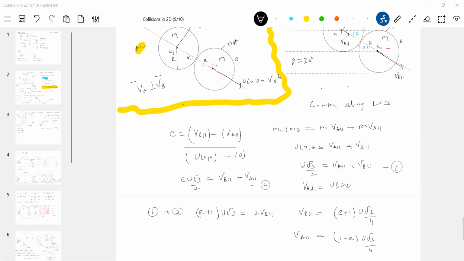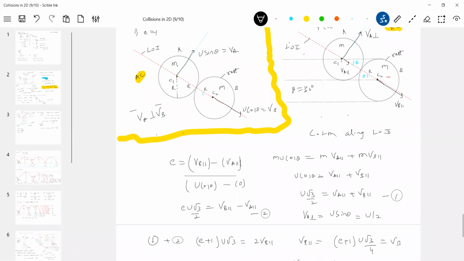The center of mass velocity VCM will remain the same. VA perpendicular, no? So from this, I think it is u by 2, sine theta. So I can get the velocity of this: VA parallel whole square plus VA perpendicular whole square. And what is VB? This is only VB.